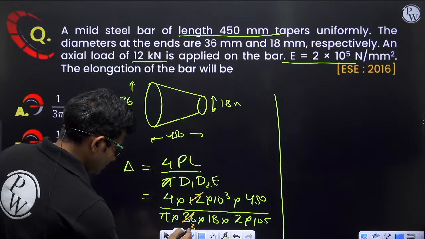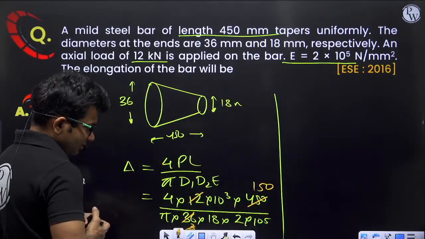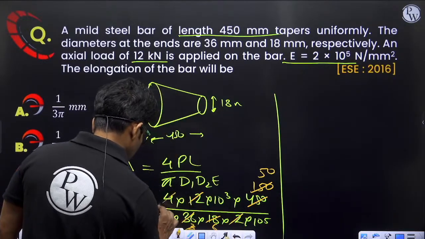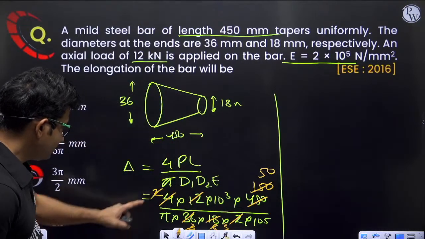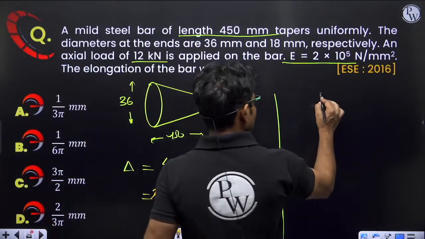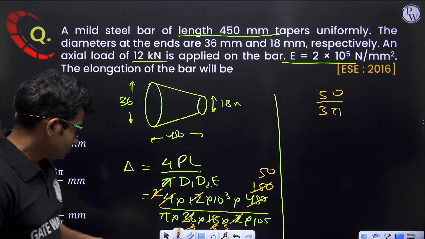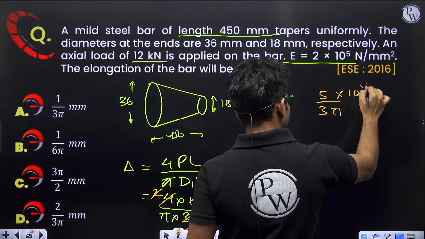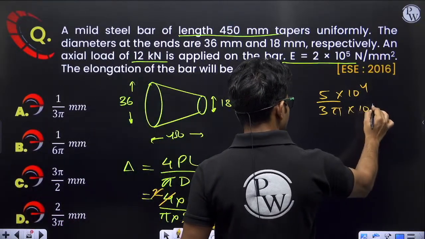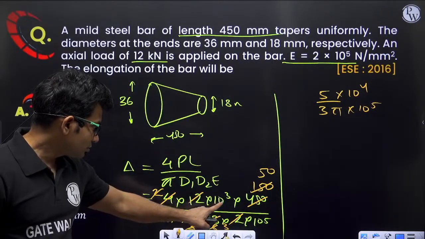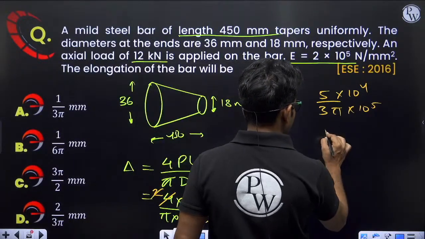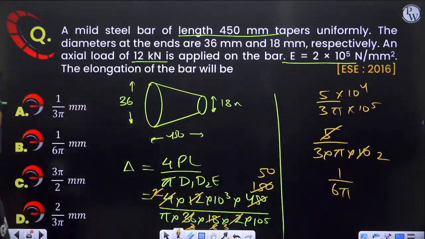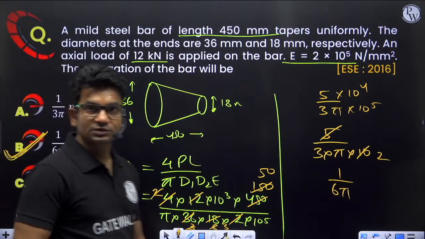Okay. Now 450 by 3 will be 150, and cancelling further. So what we are getting? We are getting 50 upon 3 pi. Let us count zeros also. Here we are getting 4 zeros at top and 5 zeros at bottom. So 5 upon 3 pi into 10 to the power 4 over 10 to the power 5. So 1 upon 6 pi. We'll be getting 1 upon 6 pi mm. The correct answer will be option B. Right?